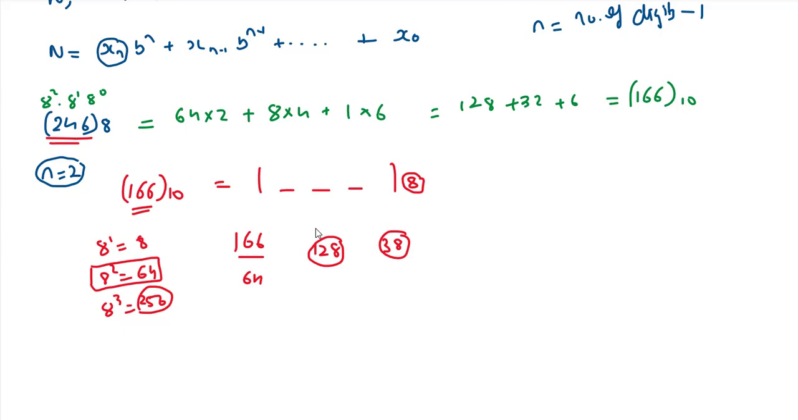So 64 into 2, the quotient will be 2. We'll note down the quotients. Then next we'll divide 38 with 8 raised to 1, which is 8. So 8 4 is 32. So the quotient is 4.